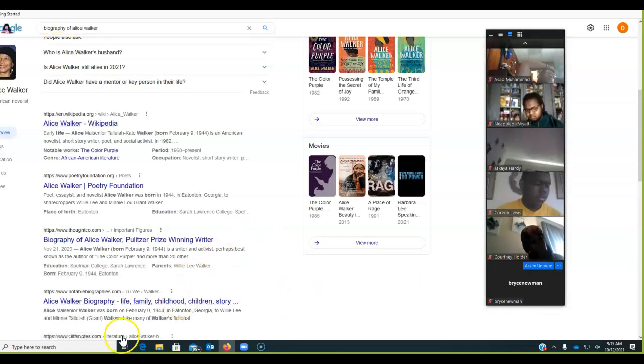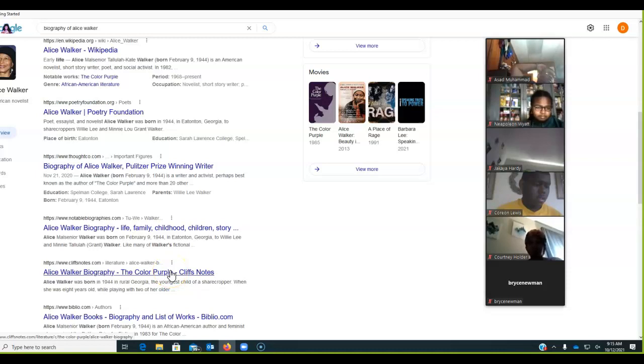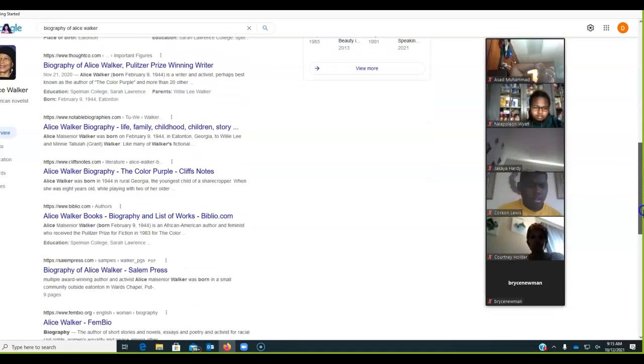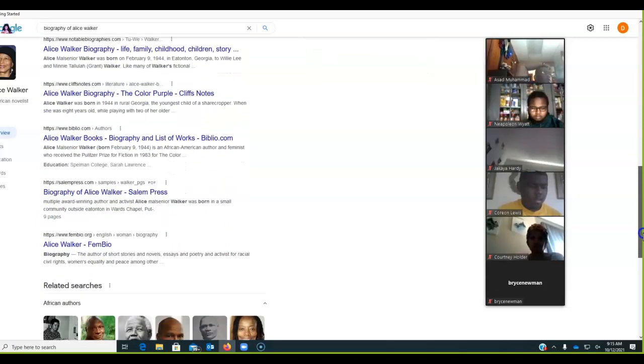So we have notable biographies. Cliff's Notes. Are we using Cliff's Notes, or am I gonna poke you in the eye? Cliff's Notes are a carefully no easy bit. Those things that are designed to make it easier for high school students. FemBio is actually pretty good. I'm going to open this one.